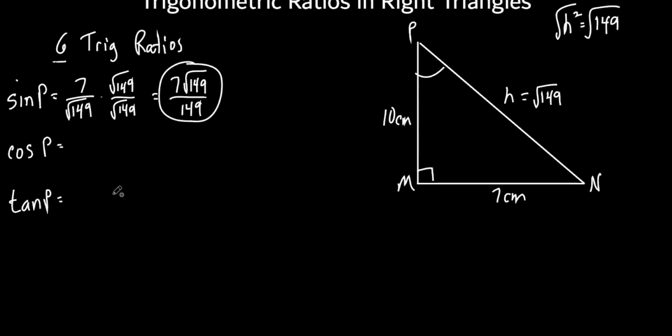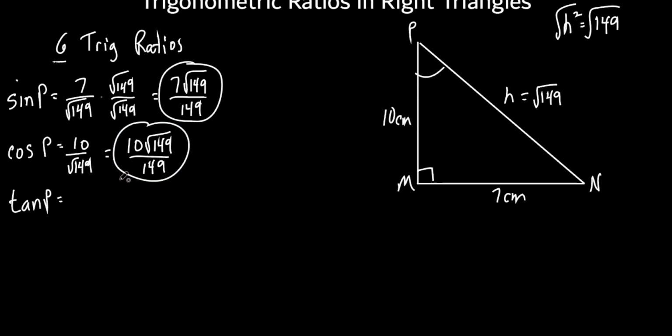All right, now the rest of it's pretty easy. The cosine of P, this angle, same angle, so it's what over what? It's adjacent over hypotenuse, so it would be 10 over the square root of 149. And you could probably figure this out without writing that down. What's that going to be? 10 square root of 149 over 149. Good. All right? So that's the cosine.